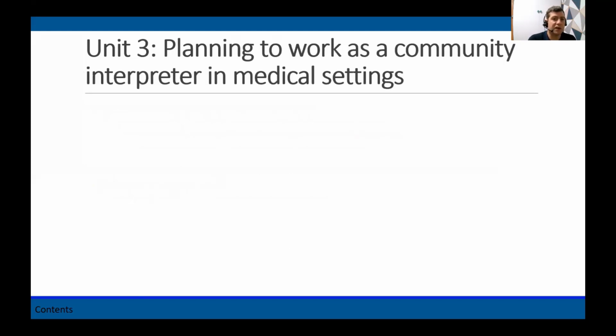Unit 3 is planning to work as a community interpreter in medical settings. And that includes types of interpreting assignments within the health service. So I've already mentioned that health is one of the biggest, or the most common, interpreting assignments for level 3 interpreters. So what types of interpreting assignments would you get within the health service itself?